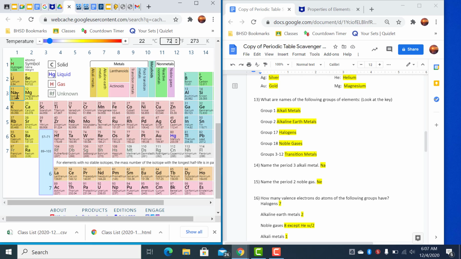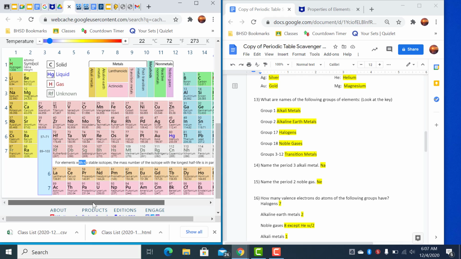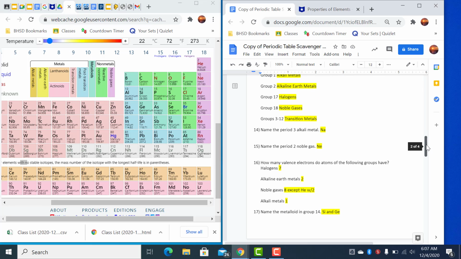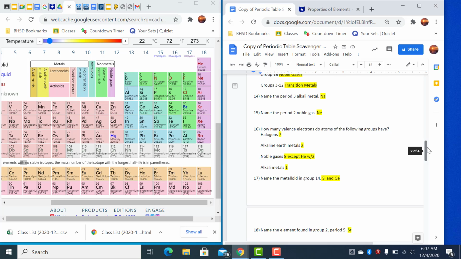15, name the period 2 noble gas. So period 2, my noble gases are in group 18. So period 2 would be neon. Neon.